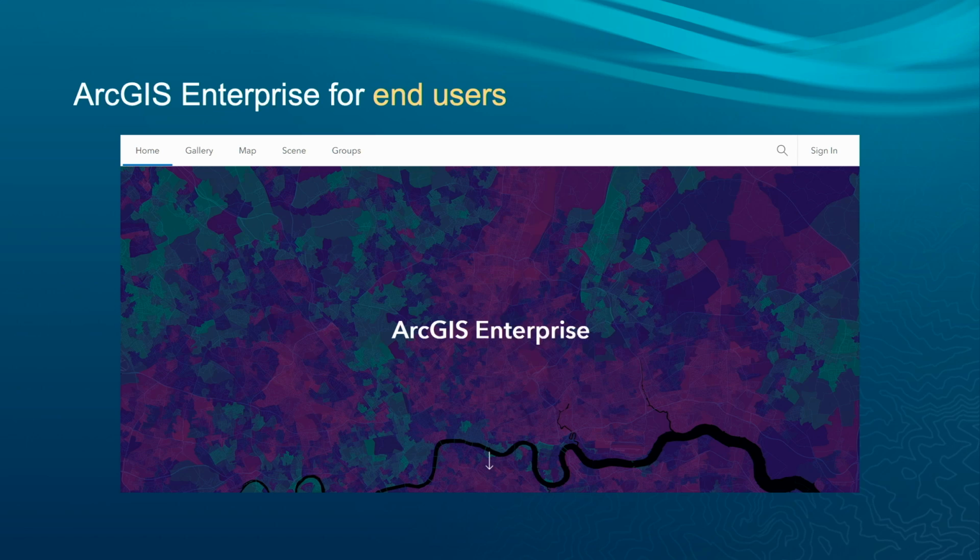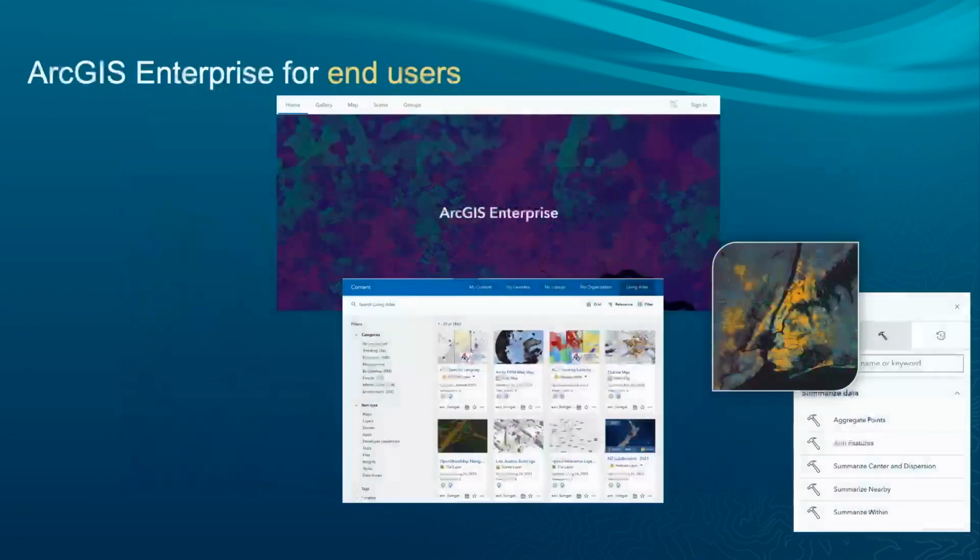So let's dig into these personas a little bit further. Again, ArcGIS Enterprise for end users. End users are a huge group of our users of Enterprise, and they often really think of Enterprise as this front-end user experience. So they're really typically interacting with the Enterprise portal, which we see here on the screen. That's where you're doing mapping, interacting with your content, working with users and groups and things like that.